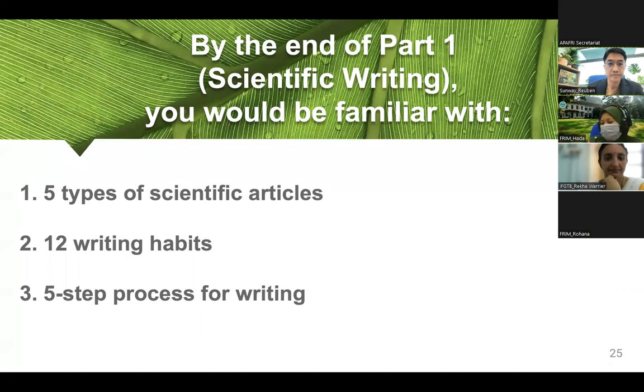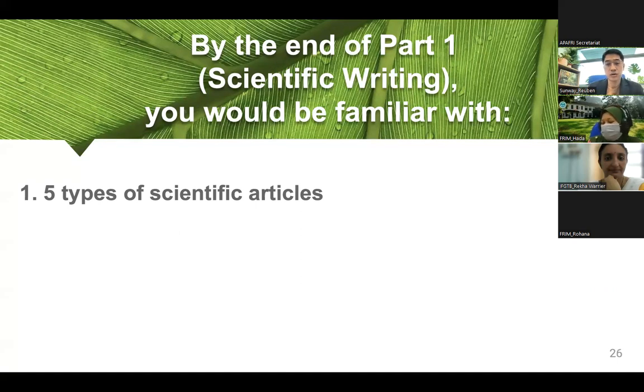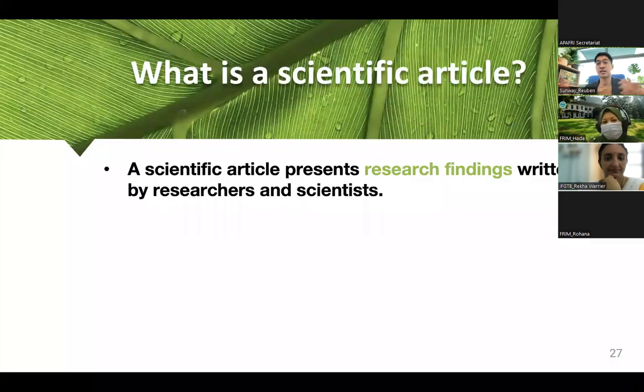Is that all right? Okay, so on to 5 types of scientific articles. All of you are probably familiar with data. You need data to collect and write an article. Well, what is a scientific article to begin with? Basically, a scientific article needs to have research findings obtained or written by researchers or scientists. All of you here, I'm sure, are doing some form of scientific research in your own way, so your article is presenting the findings of that research.